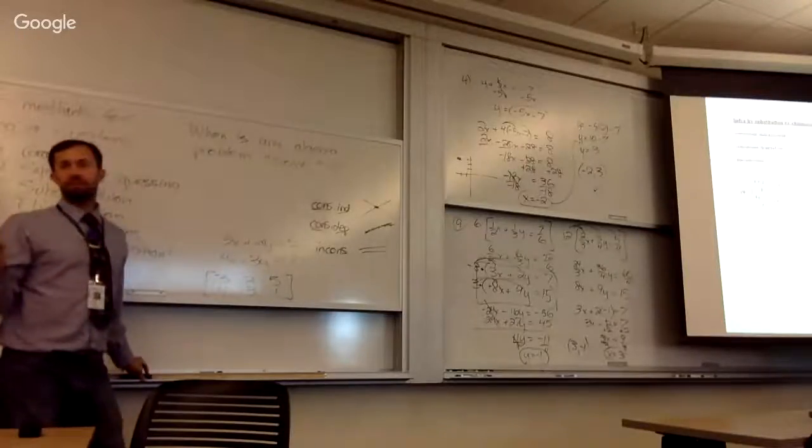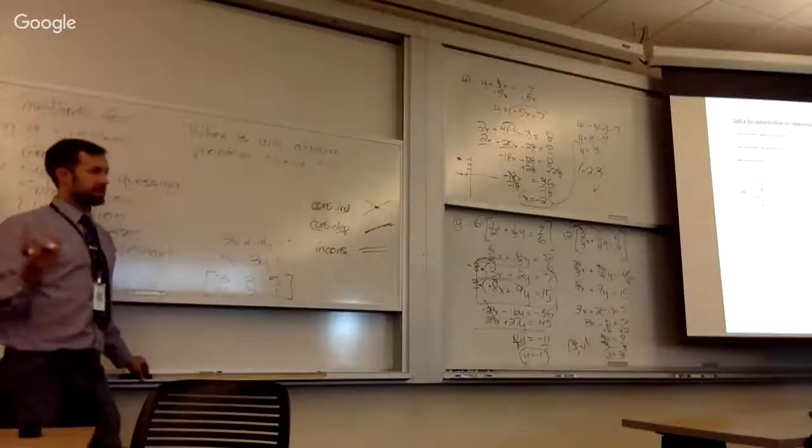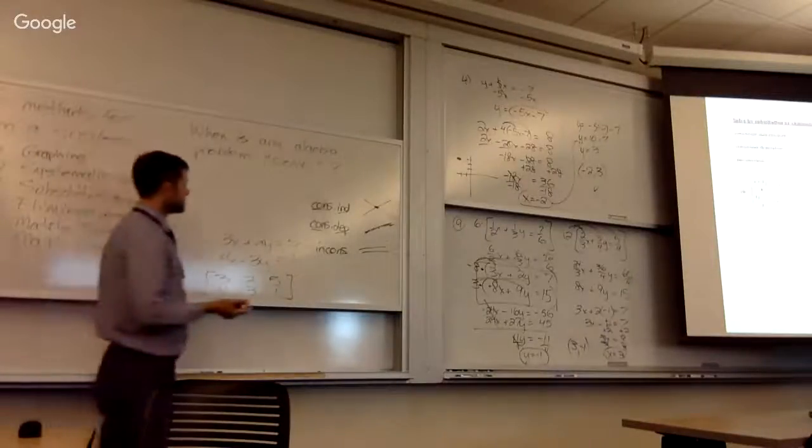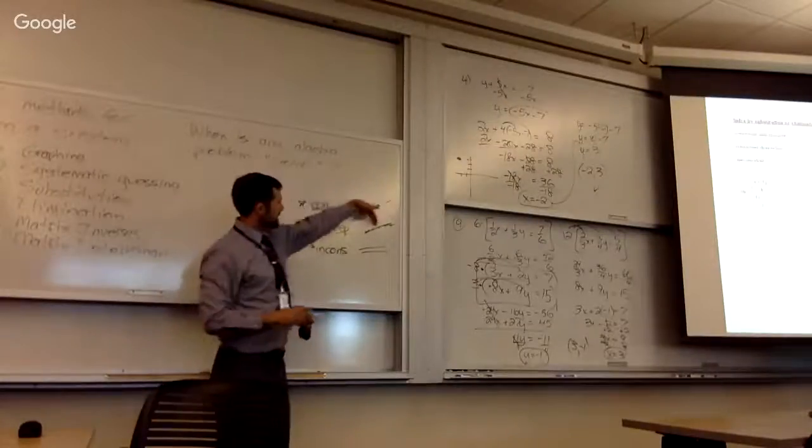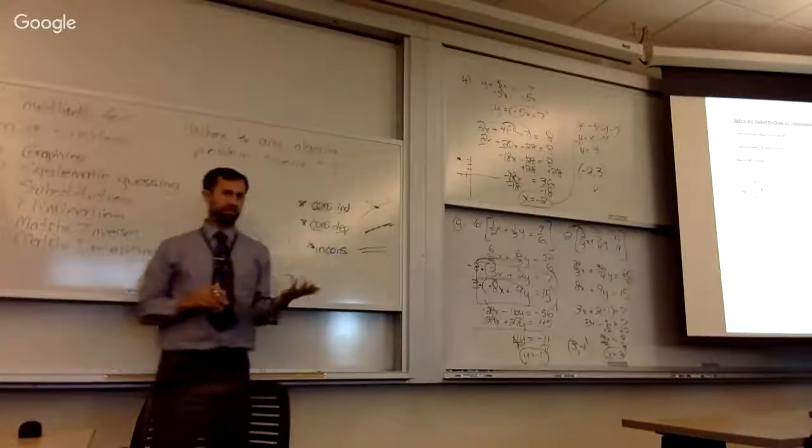This is just vocabulary that the book uses, as well as the online website. I've never been a huge fan of this vocabulary because I just like saying what the system is, like intersecting, overlapping, parallel. I think those are really nice descriptions.